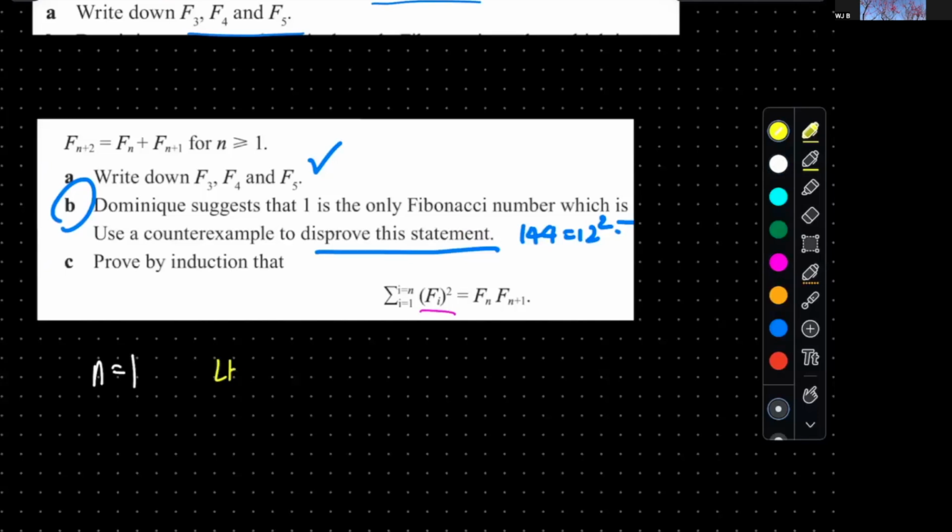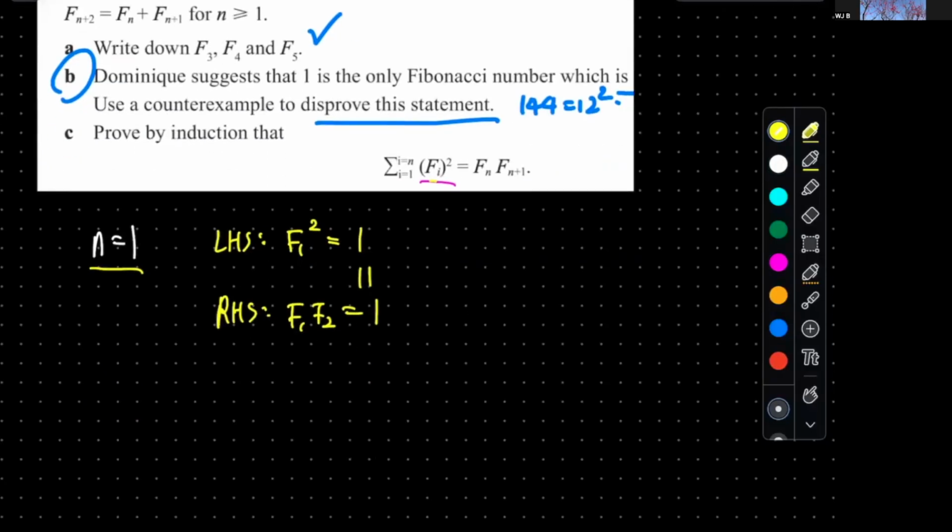So I'm going to go with the left-hand side. When n is equal to 1, it's going to be F1 squared, right? The initial condition was 1, so 1 squared is simply just 1, no problem. Then I go to the right-hand side. On the right-hand side, it's going to be F1 times F2. That's also 1, happens to be the same. I'm happy. Okay, now let's go for n equal to k implies n equal to k plus 1.